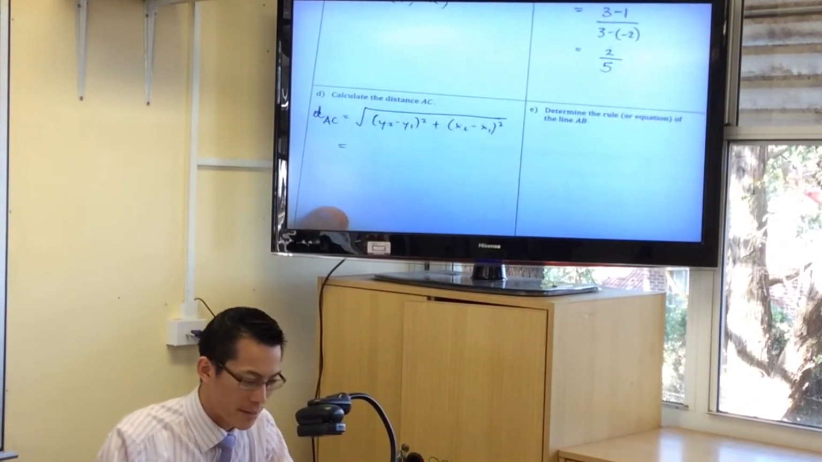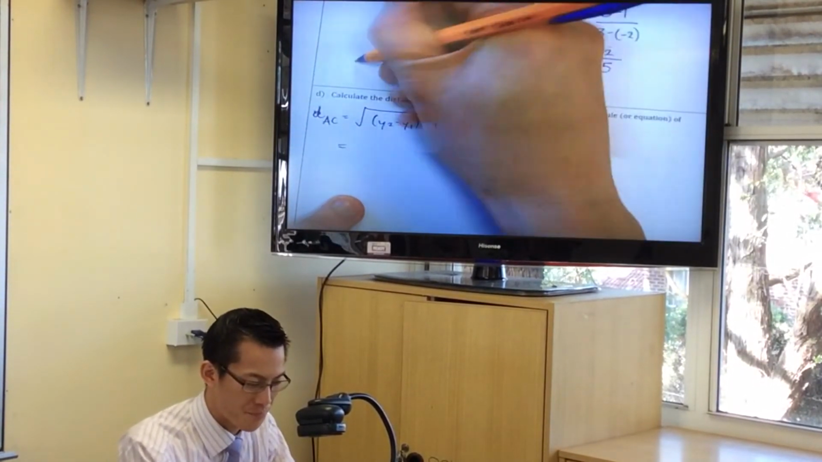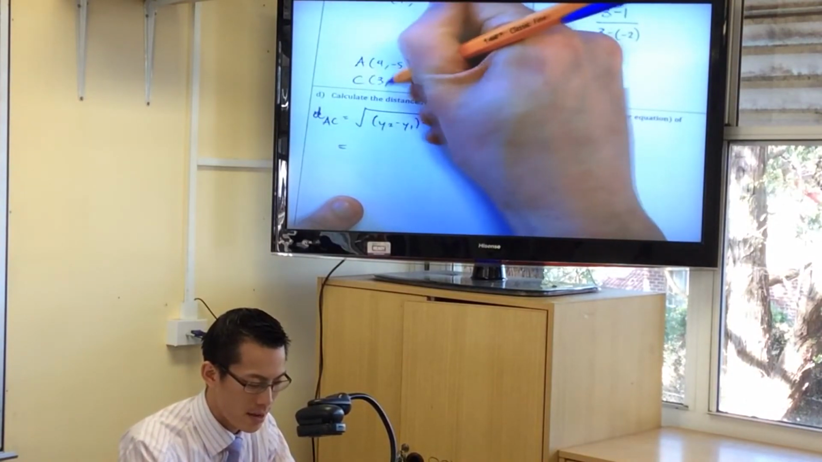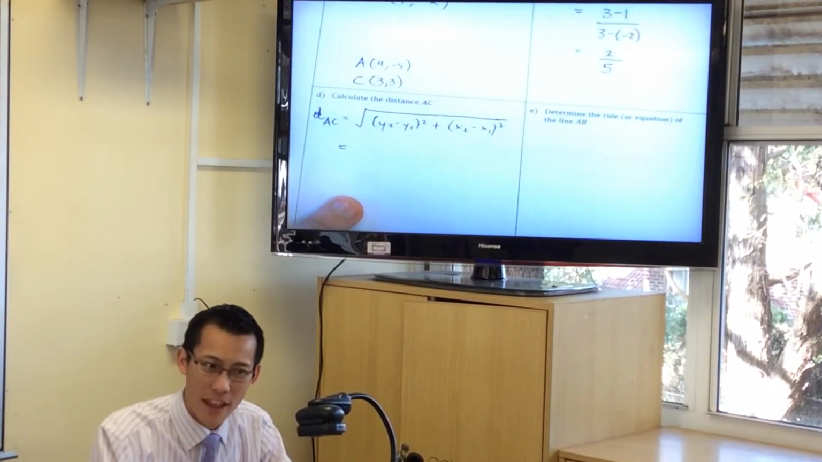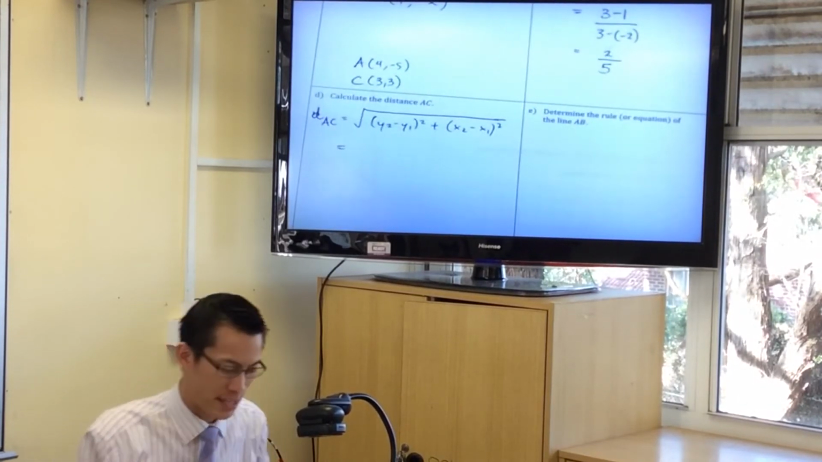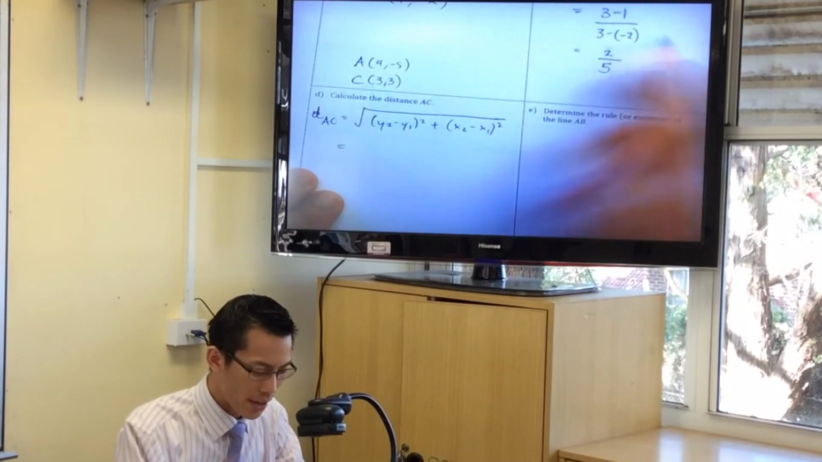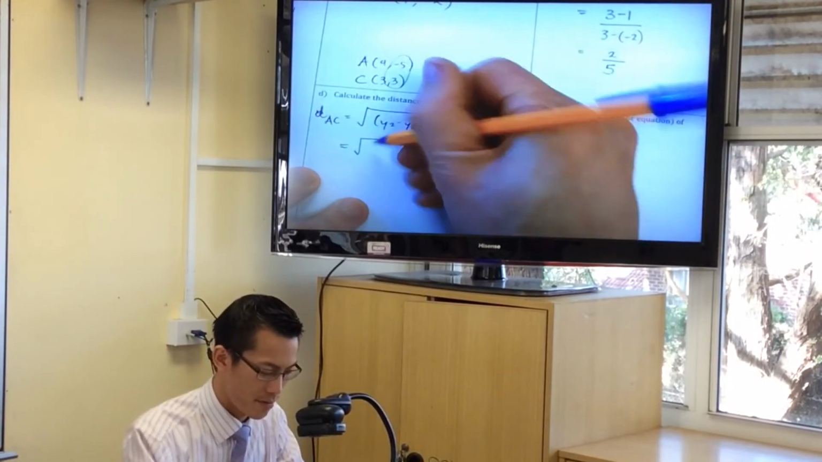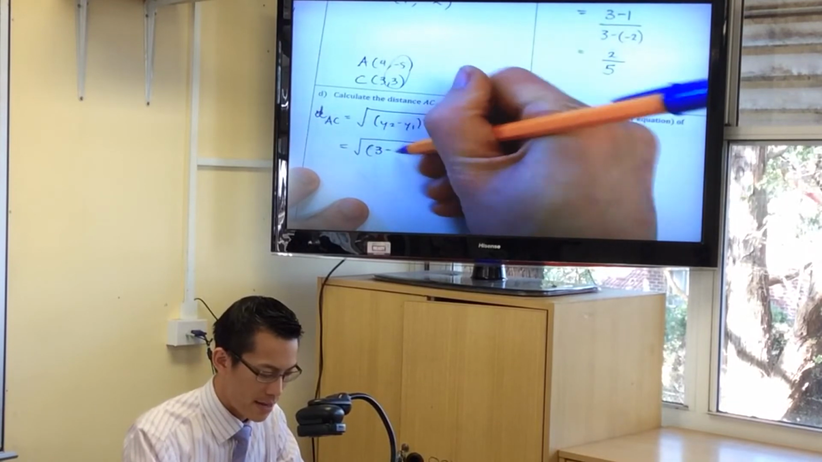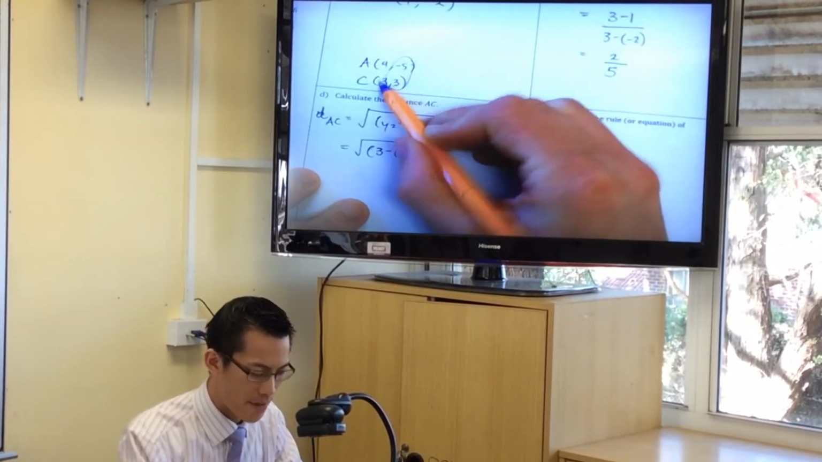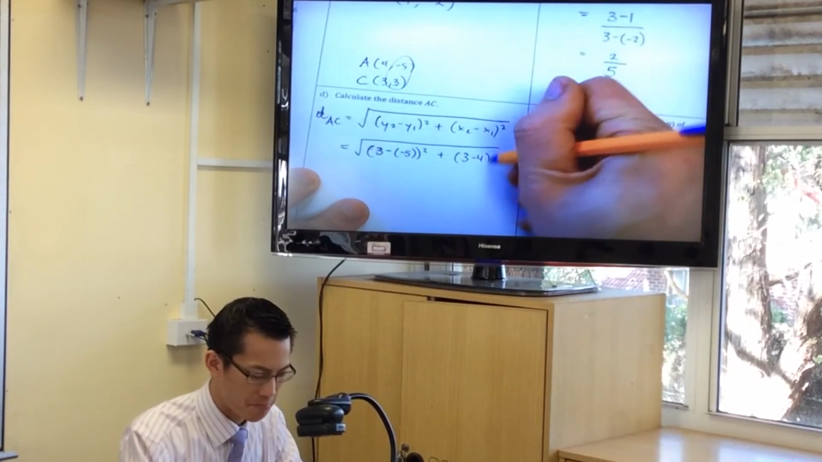So now I look at my numbers. I've got my A is 4, negative 5, and my C is 3, 3. You can see I keep on writing the coordinates every time so I know which ones I'm referring to, and I don't mix them up. It's really easy to mix them up. Okay, here's the y values. So square root of 3 minus negative 5, and then this one will be 3 minus 4.